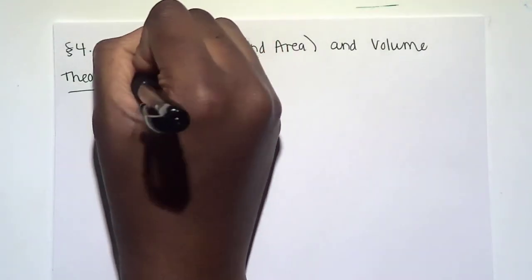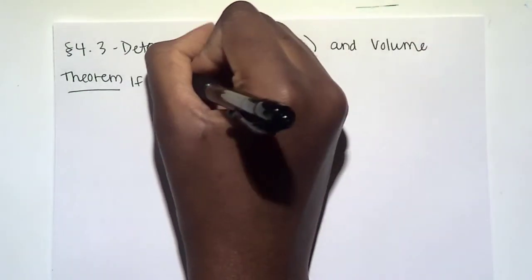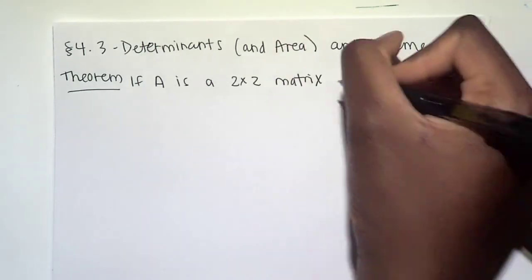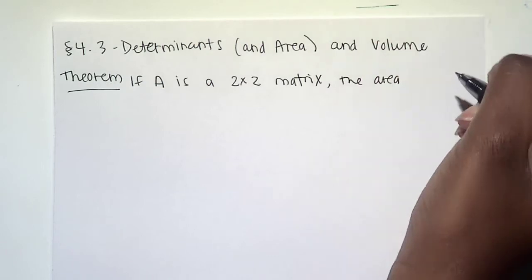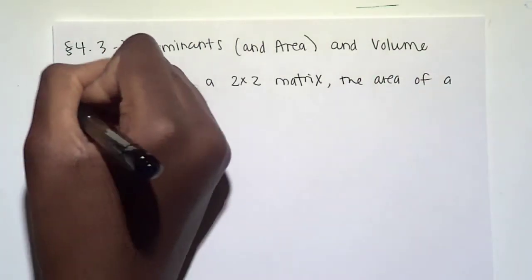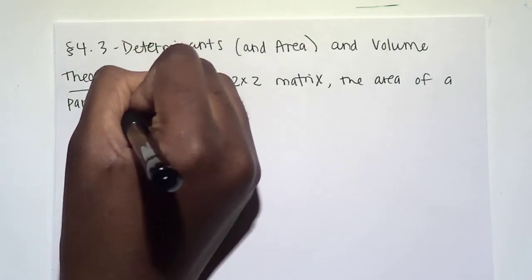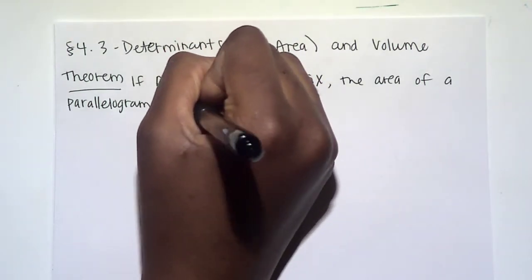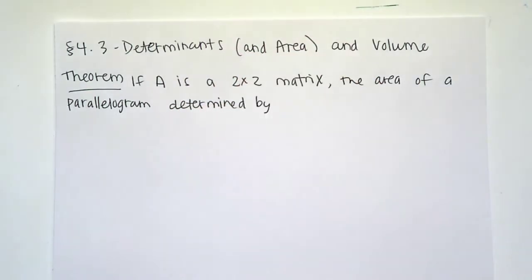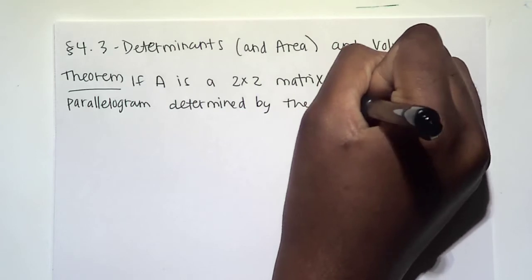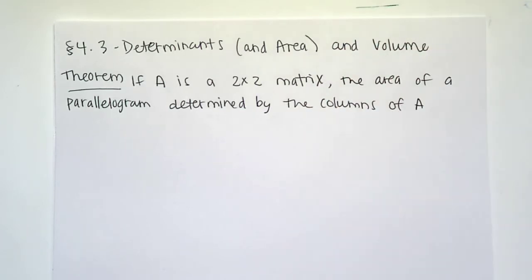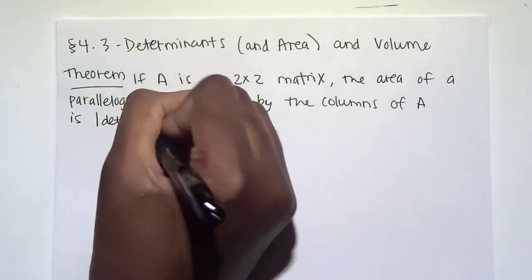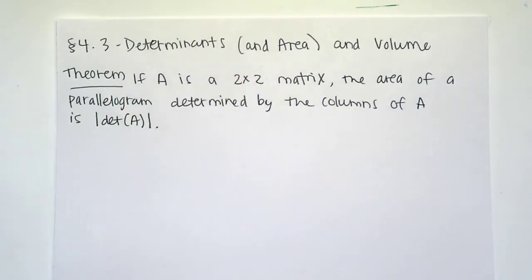It says, if a matrix A is a 2 by 2 matrix, the area of a parallelogram determined by the columns of A is the determinant of A. Oh, sorry, is the absolute value of the determinant of A.